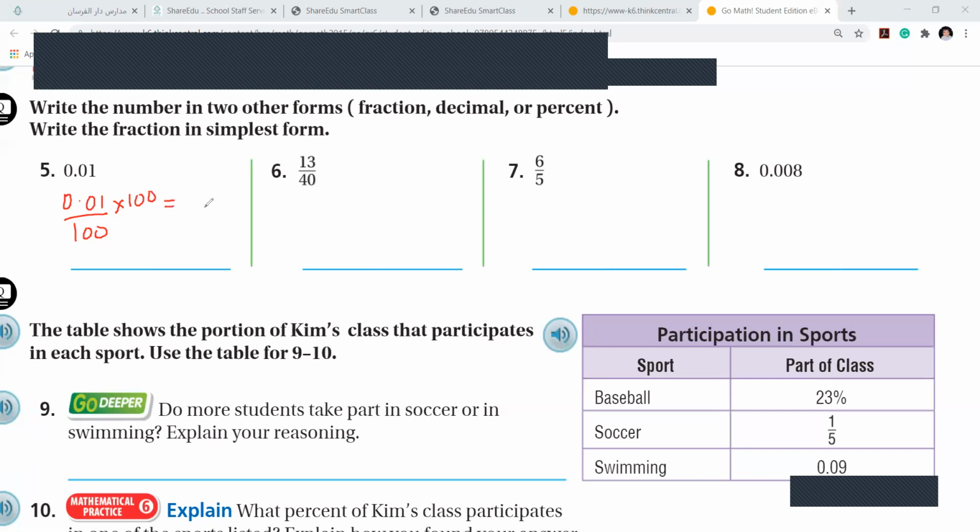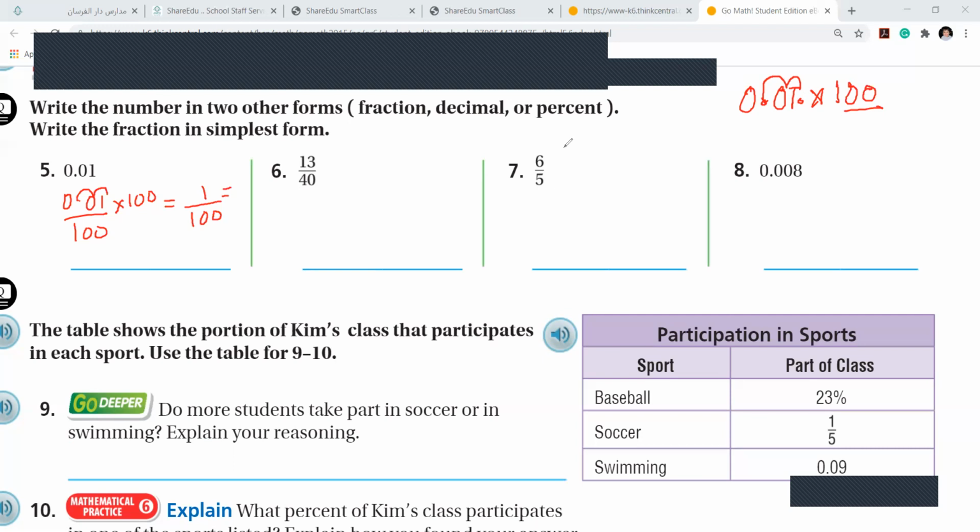So what do I get here? I get here 100. I'll move 2 points. I get 1 over 100. Miss, how do we move 2 points? I didn't understand. What is the point to move? See, to the right we move it? 0.01 multiplied by 100. How many zeros do you see in 100? 2 zeros. So you'll move 2 places. 1, 2. So you'll put a point after 1. When I put a point after 1, that means I got 1 over 100.